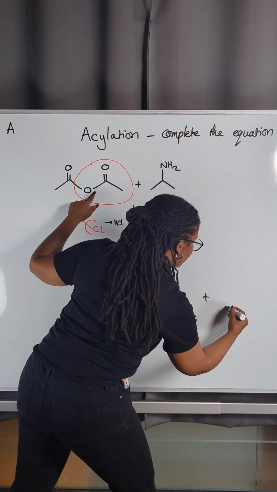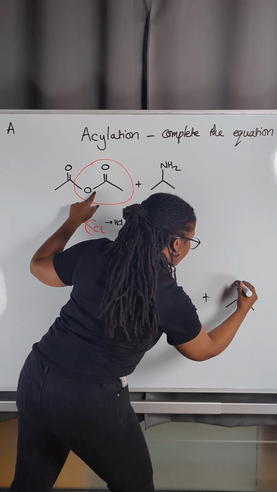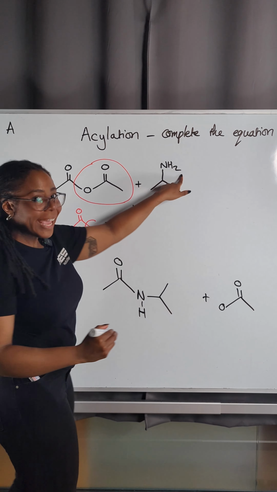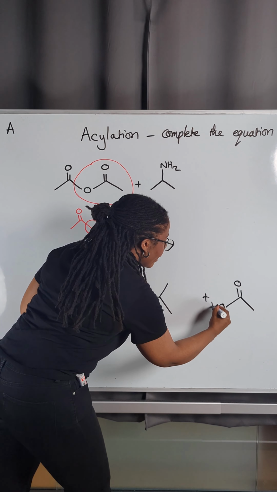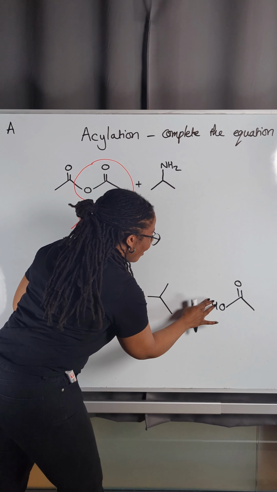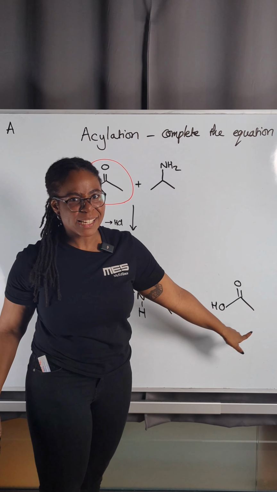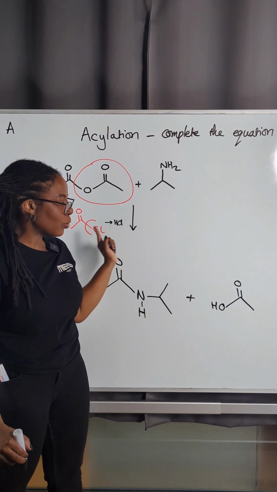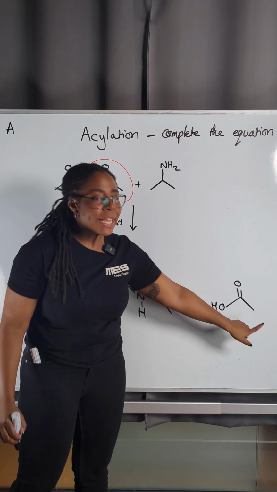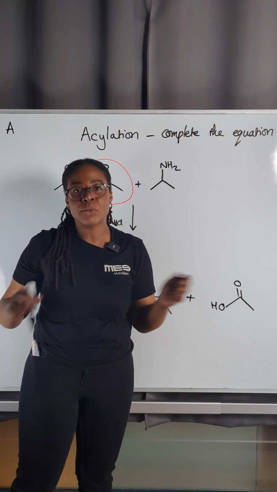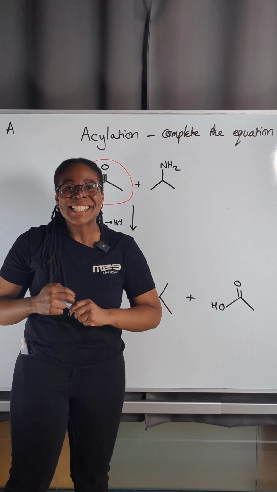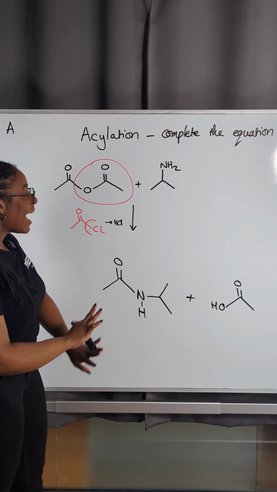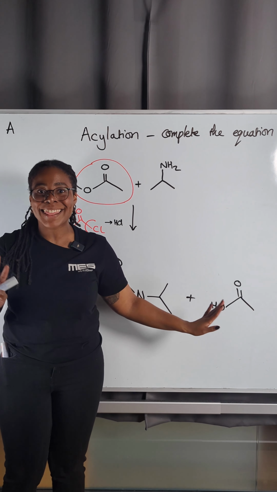we are going to be losing this and the H from the amine, giving us a carboxylic acid, right? So instead of losing HCl as our byproduct, as we would with an acyl chloride, we are losing a carboxylic acid if we are using an acid anhydride, and it is as straightforward as that.